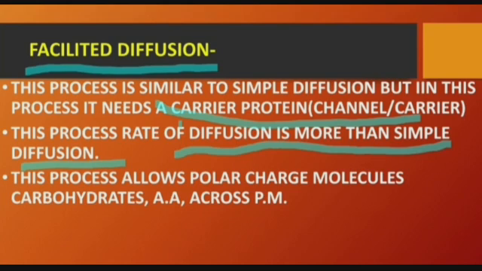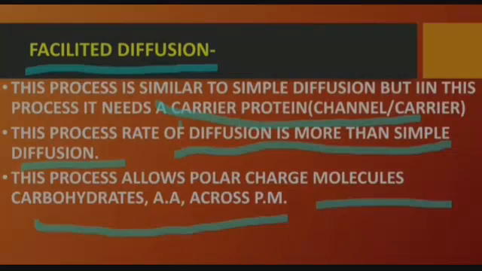Facilitated or carrier mediated diffusion is the type of diffusion by which water soluble substances having larger molecules are transported through the cell membrane with the help of a carrier protein. By this process the substances are transported across the plasma membrane faster than by simple diffusion. The last point is that this process allows polar charged molecules, carbohydrates, and amino acids to cross the plasma membrane.